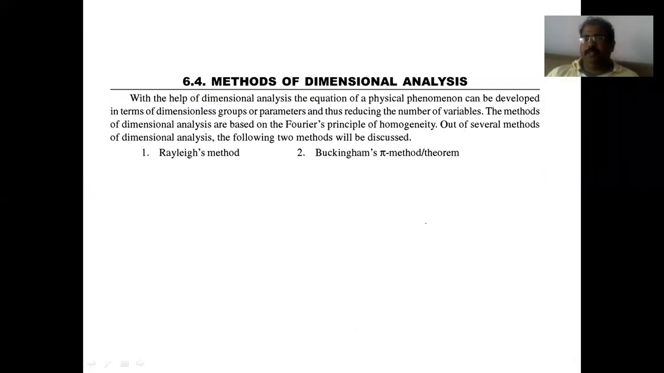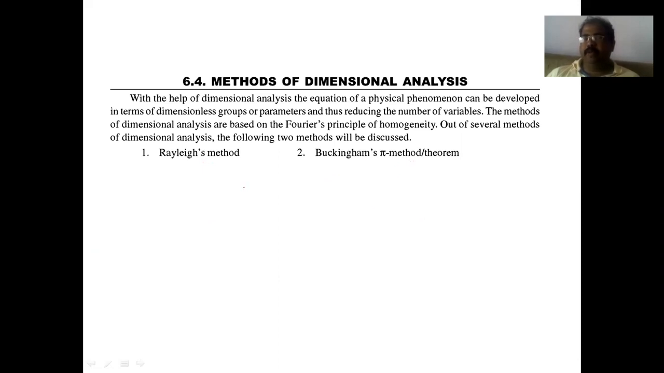Good morning, students. This is your second part of lecture number 17. Here we are going to discuss the methods of dimensional analysis. First one is the Rayleigh method, and second is the Buckingham Pi method.